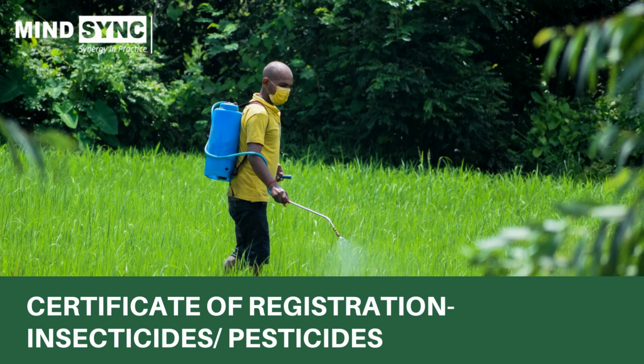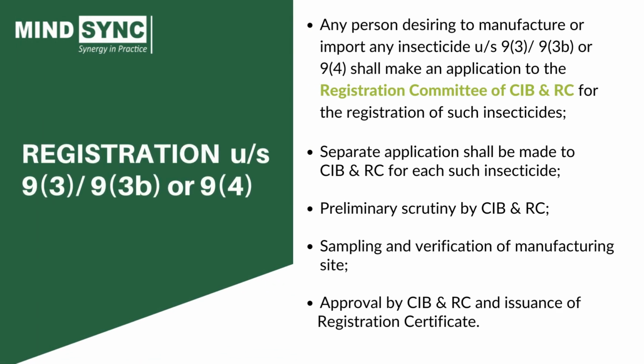Let me now give you the complete process in detail for obtaining the certificate of registration for an insecticide or pesticide. Any person desiring to manufacture or import any insecticide under regular, provisional, or Me Too registration shall make an application to the Registration Committee of CIB RC. Registration of an insecticide requires central government approval. A separate application shall be made where more than one insecticide is manufactured or imported.